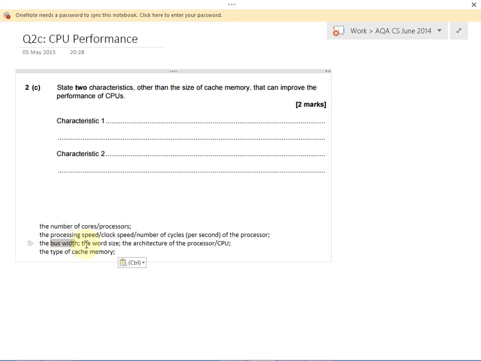Then you could talk about the bus width or the word size or the architecture of the CPU, and that means you can have some CPUs that are 32-bit, some that are 64-bit, and that means how many bits of data the CPU can process every instruction.